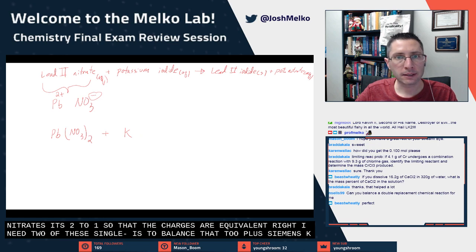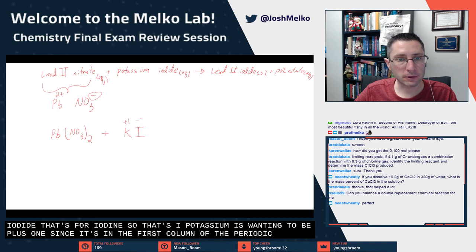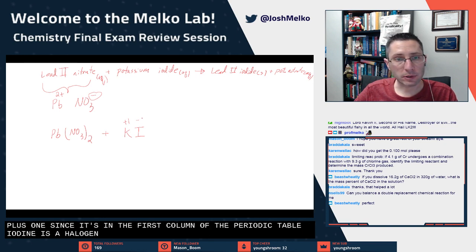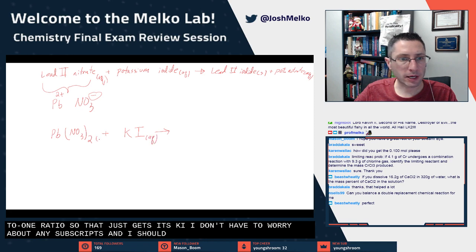Potassium is K. Iodide, that's for iodine, so that's I. Potassium is wanting to be +1 since it's in the first column of the periodic table. Iodine is a halogen, so it wants to be -1. That's a 1:1 ratio, so that just gives us KI. I don't have to worry about any subscripts. And I should keep track of these phases.